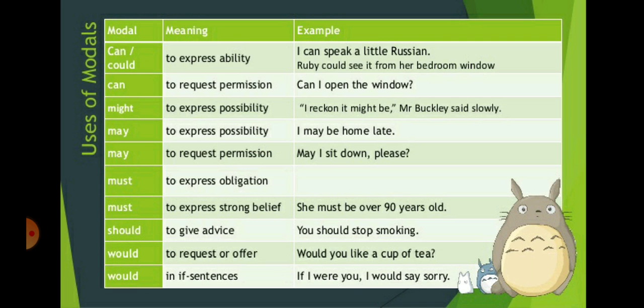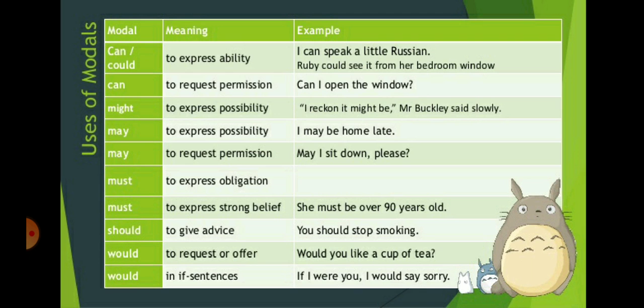Now come to the first one, that is can. Can means be able to or know how to. Can is used to express ability. For example, I can open this lock. That shows what? Ability. It means you are able to open this lock. I can speak a little Russian. It means that you know how to speak the Russian language.